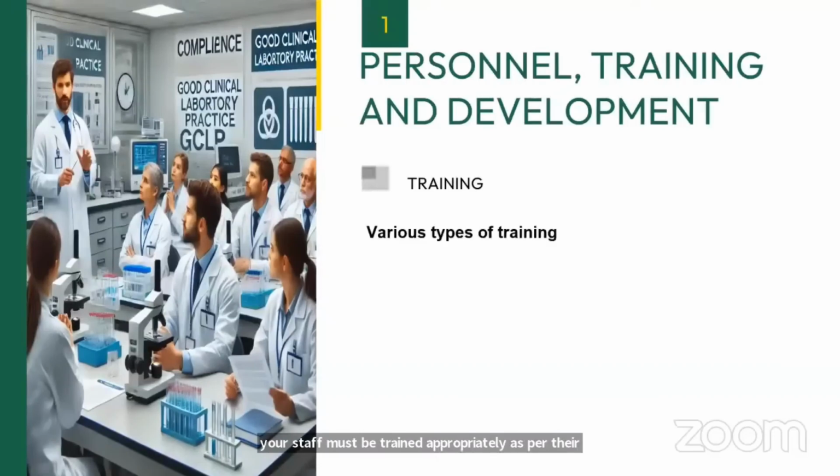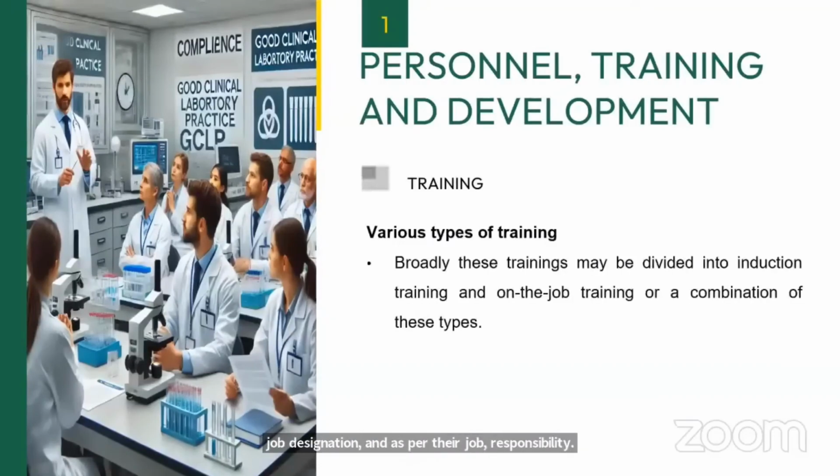Now, there are various types of training. Broadly, these trainings can be divided into induction training as well as on-the-job training. So, at the beginning of their employment, once a new staff member is employed in your laboratory, they should undergo induction training. That is the orientation with respect to your organization, with respect to their working and functions and their job responsibilities in the organization and in the laboratory, as well as on-the-job training. So there should be continuous training, not only at the beginning, where you have given training and now they have forgotten everything.